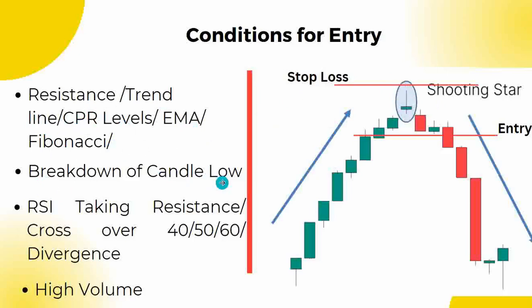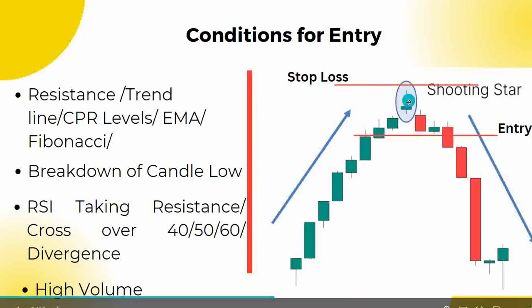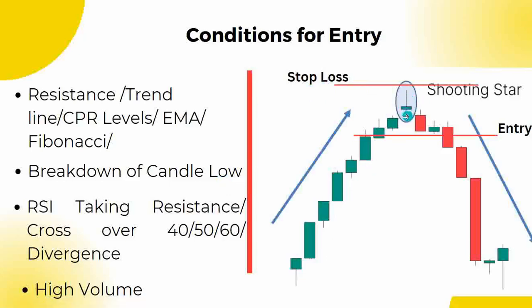Breakdown of the candle low. So let's suppose this is a resistance, and here we can see the market is in up mode, and suddenly this candlestick has formed. Whenever the low of this candlestick breaks, we can enter into the trade and ride the trend downward.